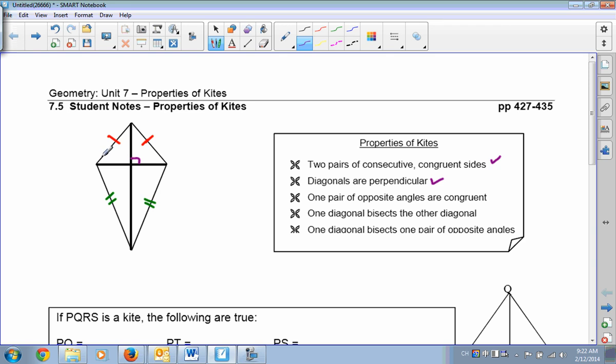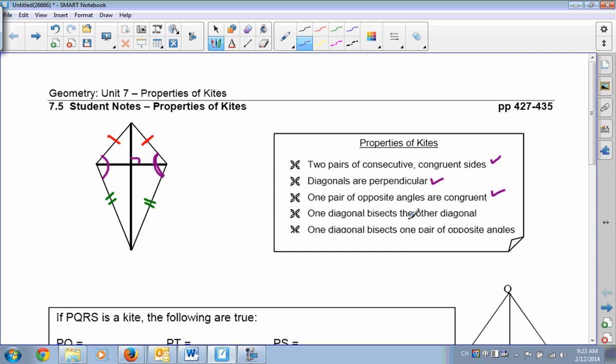It's actually these. This angle is congruent to that whole angle there. So it doesn't mean that the top is congruent to the bottom angle here. It means the whole angle is congruent to that whole angle. Okay? That was a really bad arc, wasn't it? Okay, and one pair of opposite, okay, we did that one.